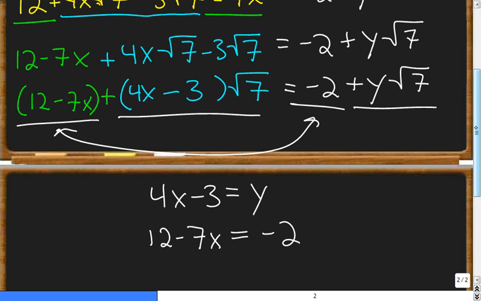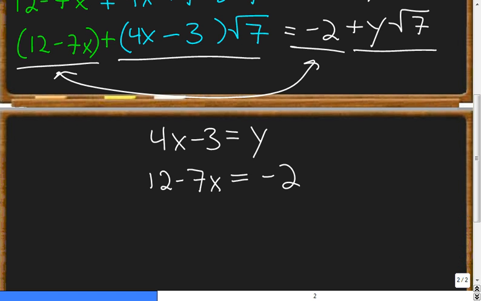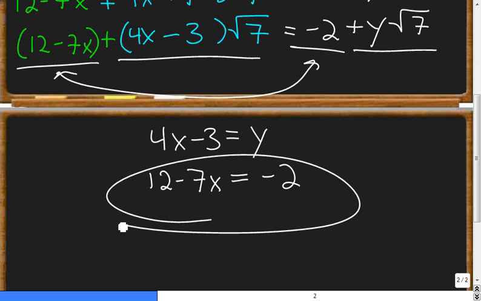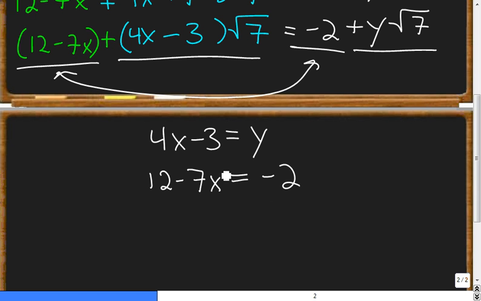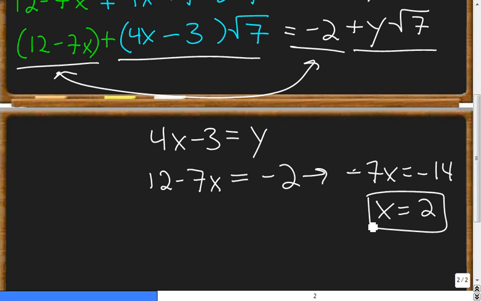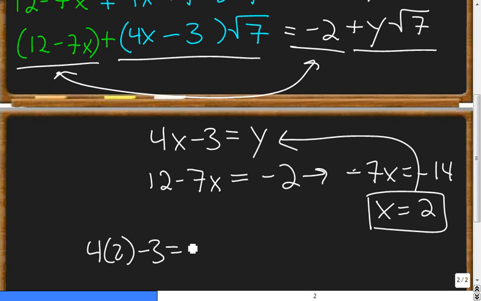So these are simultaneous equations, but we can actually solve this pretty quick. This only has one variable in it, so we're going to want to choose this to go first. So we'll get 12 minus 7x equals negative 2. So we're going to get negative 7x equals negative 14. So x at this point would become 2. And then if we take this and cycle it back into our main equation, we're going to get 4 times 2 minus 3 equals y. And so that's going to make y equal to 5.